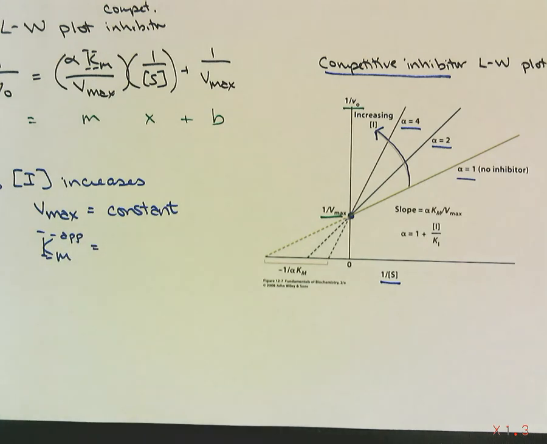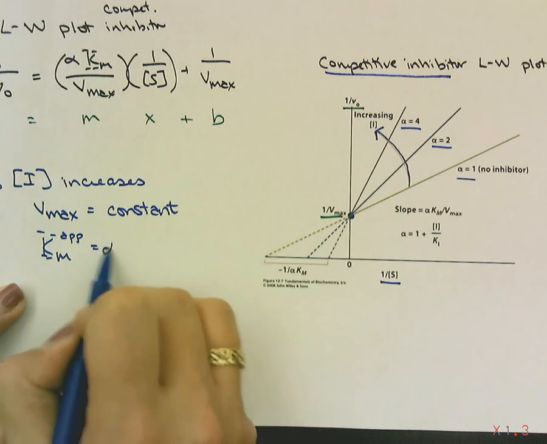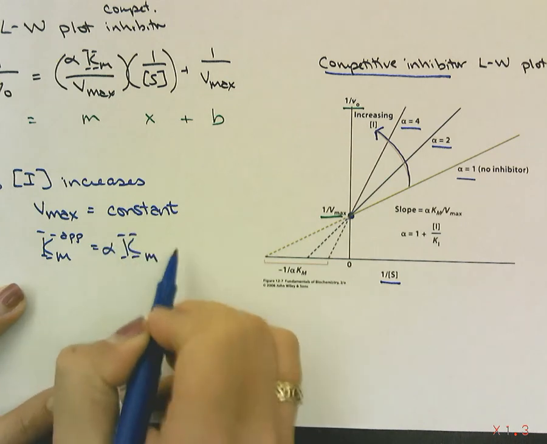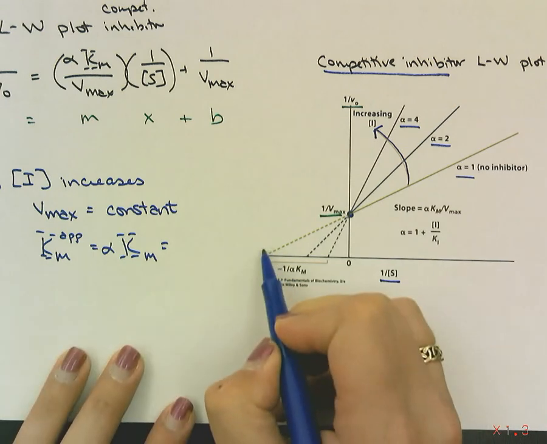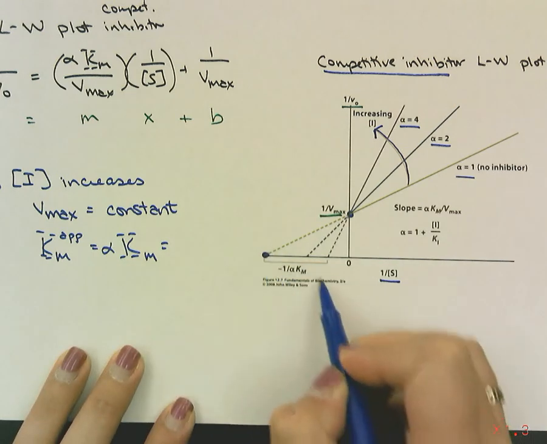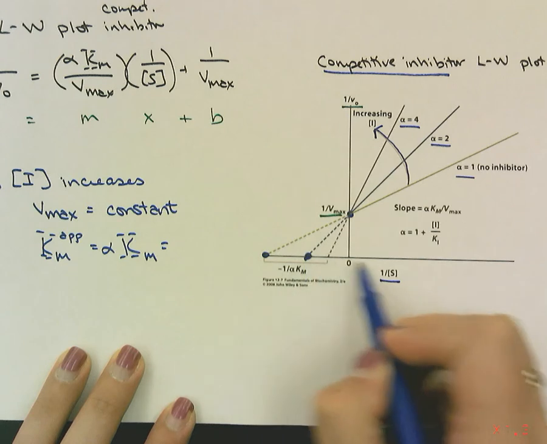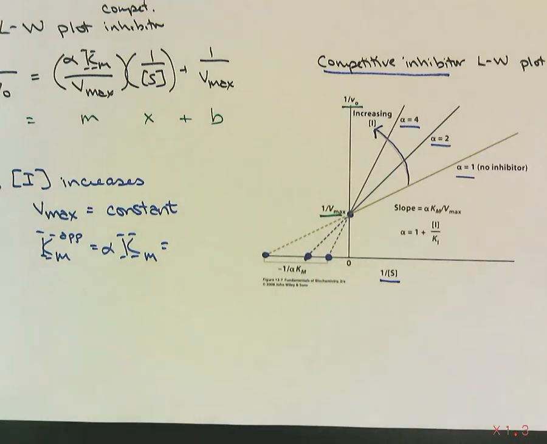What happens to my Km apparent, which is the same thing as alpha Km? So it was here. Then with some inhibitor, it goes here. Then with some inhibitor, it goes there. It is increasing because it's the 1 over. So the 1 over value is decreasing, but the actual value is increasing.